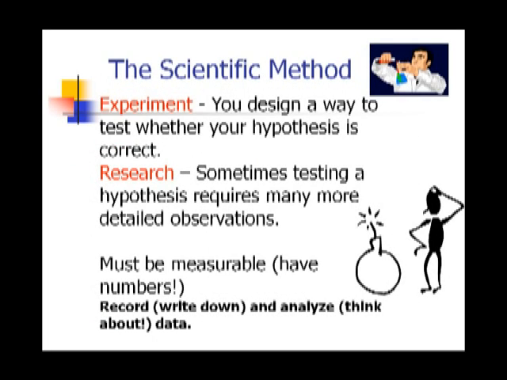Next, you would test your hypothesis. You could do an experiment. You design a way to test whether your hypothesis is correct. Or you do some research. Sometimes testing a hypothesis requires more observations or research. The test must be something that you can measure. You must be able to get some data from it, some numbers. Down here it says, must be measurable, have numbers. You make sure that you record or write down. You must write it down in a data table or a chart somewhere.